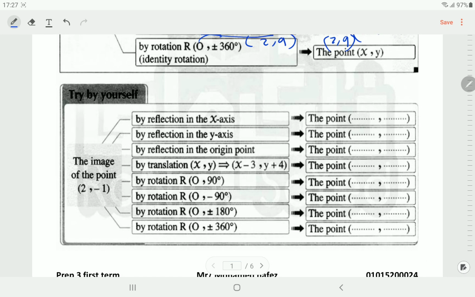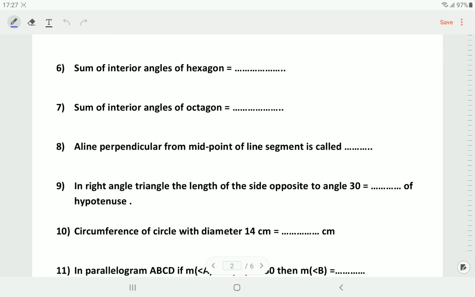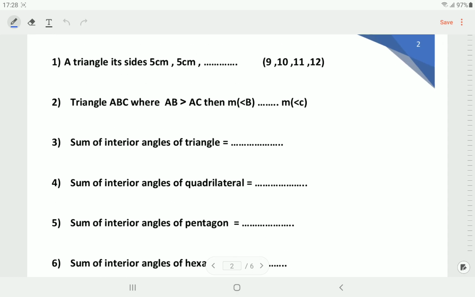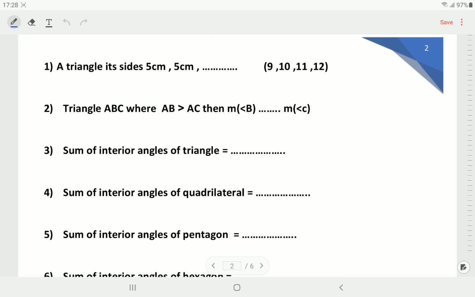We have here a training exercise. Try to solve it by yourself. It's easy. Now let's try to find these issues, small issues. Here we have a triangle with sides 5 and 5. What about the third side? You can find the third side by this inequality. Don't forget, this inequality is super important for you.